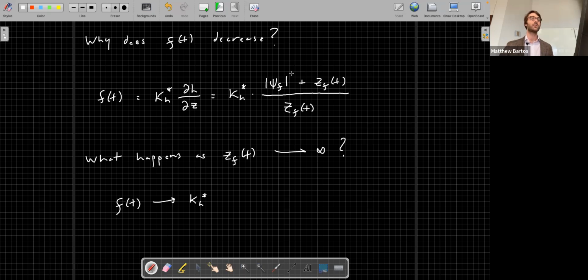So it starts off greater than 1, and then as the depth of the wetting front increases, it eventually converges to 1, meaning that the infiltration rate converges to the saturated hydraulic conductivity. Are there any questions on this concept before I move on? Yes.